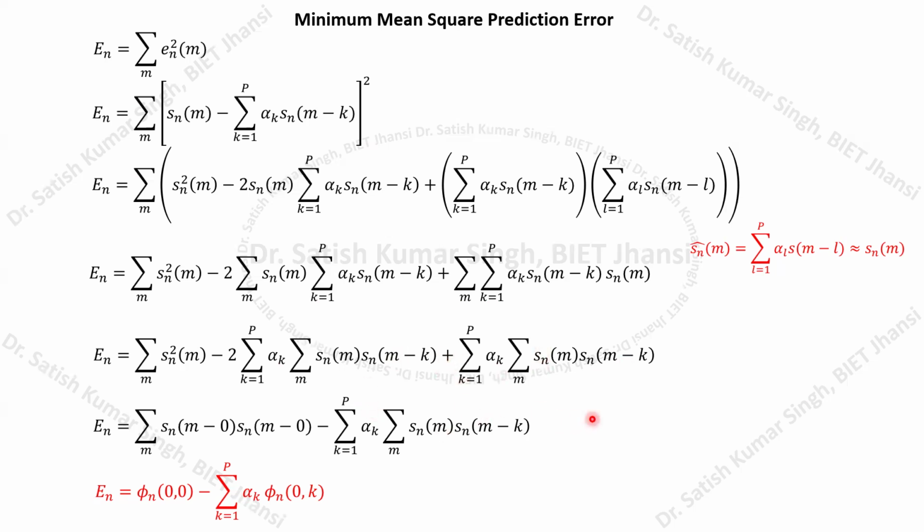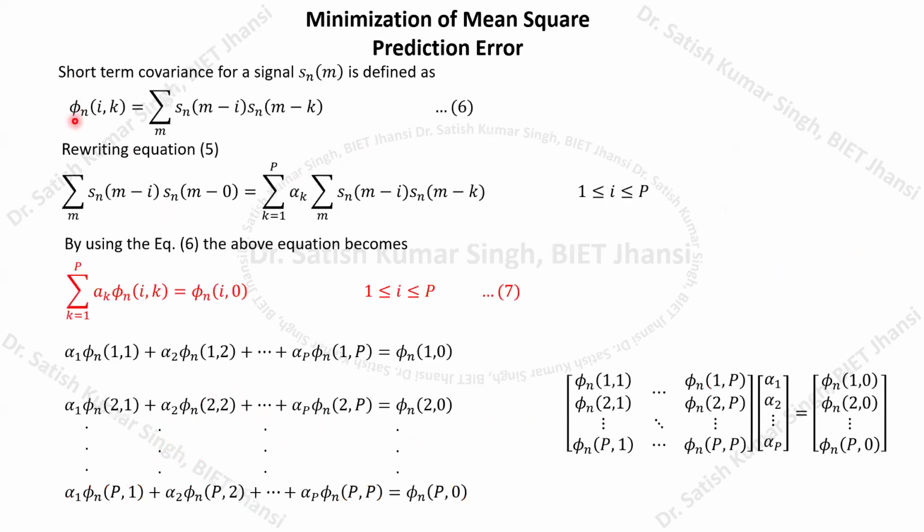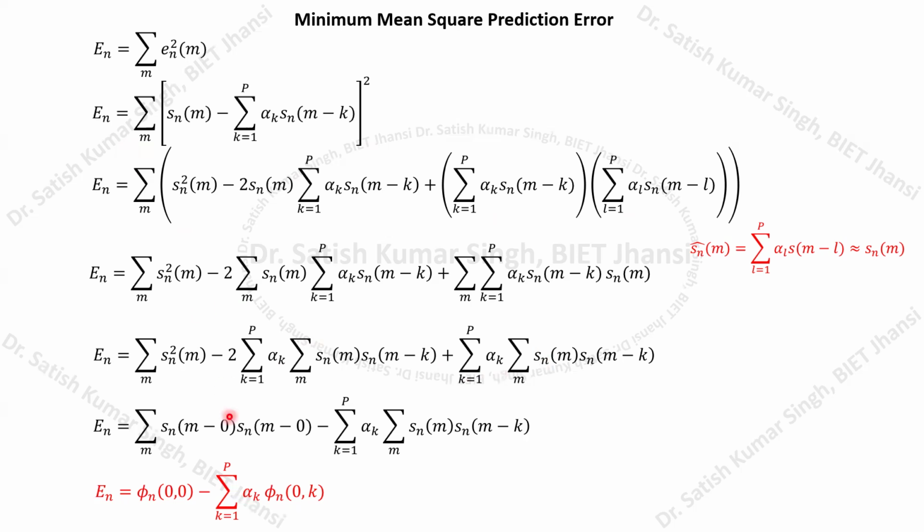So now I have already written this term here after subtracting. So here you can see this sum over m, and this Sn square m can also be written as Sn m minus 0, Sn m minus 0. Okay, so here you can see, because we are defining the covariance. We have already defined this short term covariance as phi n i comma k. So in that equation, this i and k both will become 0, right? So this can be written as phi n 0 comma 0.